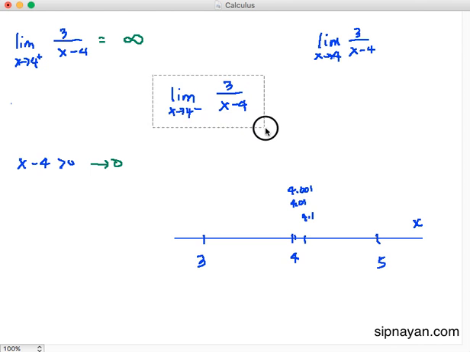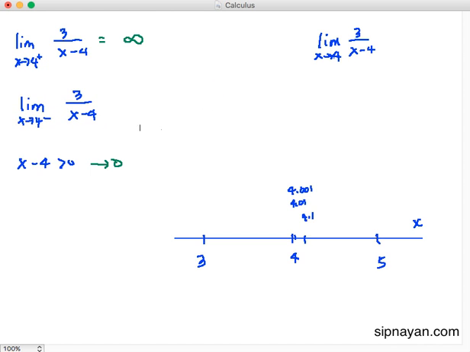Okay. What about the second problem? So, the limit, pag sinabi mo x approaches 4 from the left, saan ba ang left ng 4? Dito, di ba? So, ano yung mga numbers na nandyan? 3.9, 3.99, 3.999, 3.9999. So, 3.9 minus 4. Ano ba siya? Negative 0.1, di ba? So, lahat dito magiging negative.